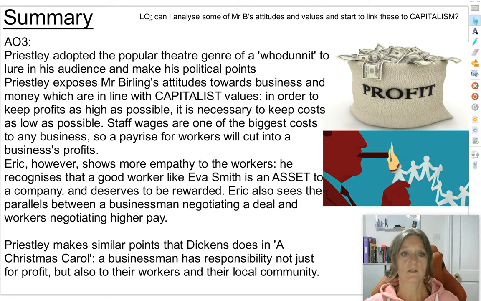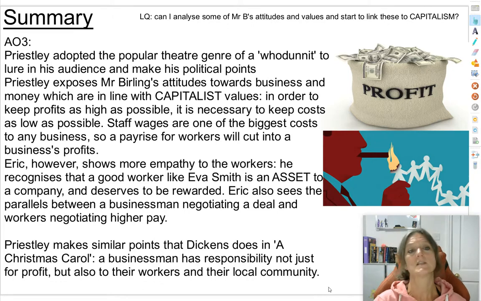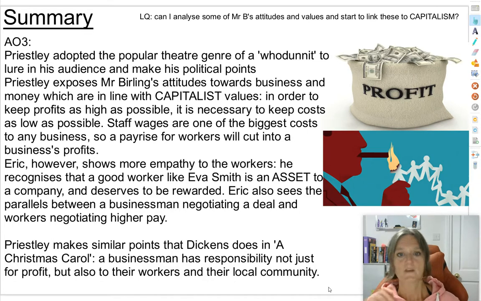So one part of the learning question was, can I analyse some of Mr Birling's attitudes and values and start to link these to capitalism? So this is what I wrote for this one. Priestley adopted the popular theatre genre of whodunit to lure in his audience, make his political points. So it's not really got anything to do with attitudes and values, but really important to remember.